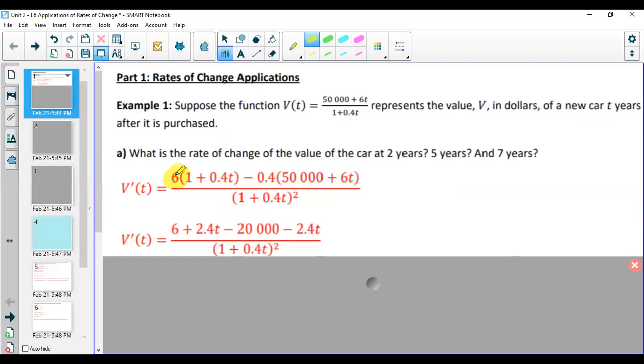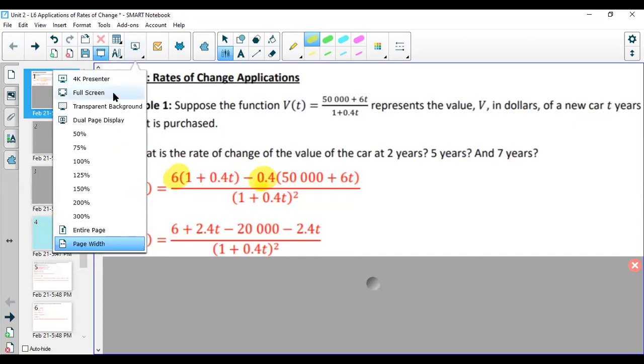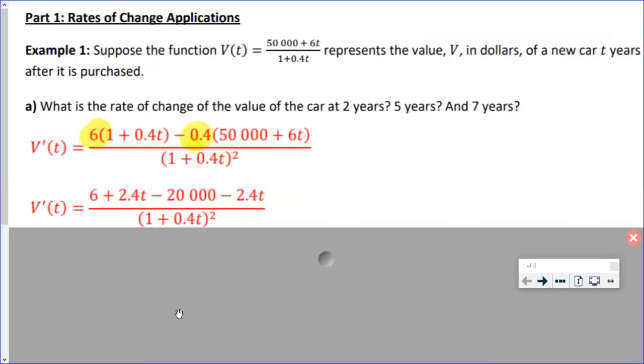The next step is going to simply be to apply my distributive property. So I'm going to be multiplying my 6, I'm going to multiply everything by my first set of brackets, and negative 0.4, I'm going to multiply everything with my second set of brackets and get a full numerator.